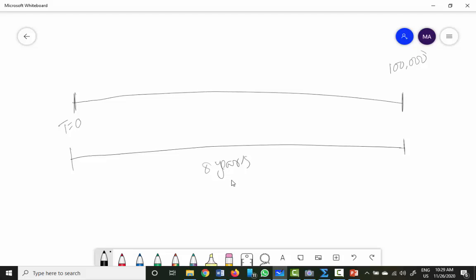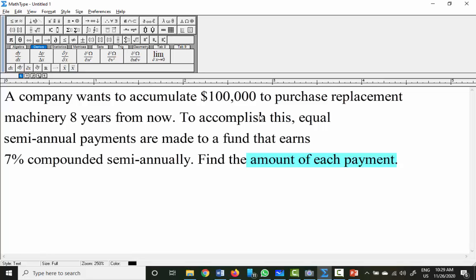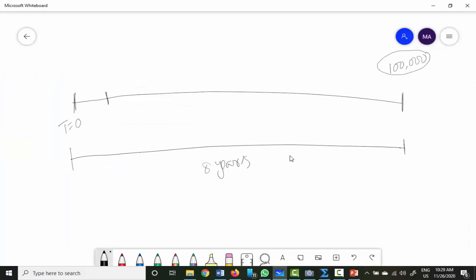To save this amount of money, they are making equal semi-annual payments. Semi-annual means at the end of every 6 months. So that is the first payment, this is the second payment, this is the third payment, and like that, over 8 years.